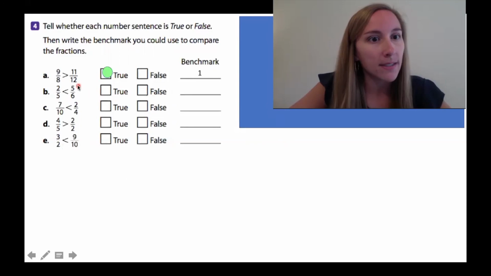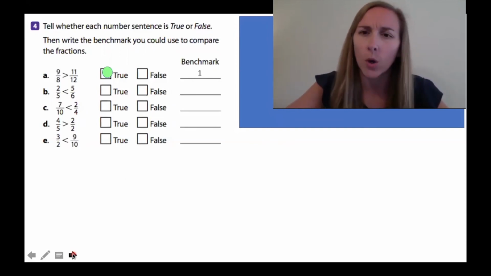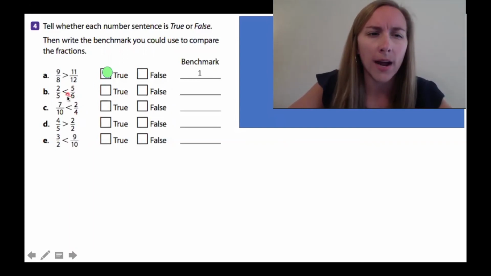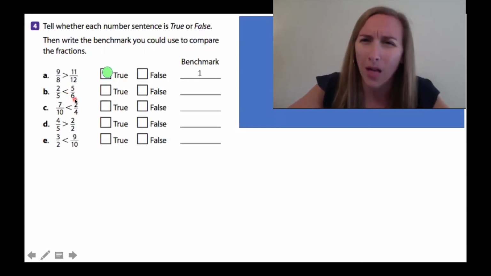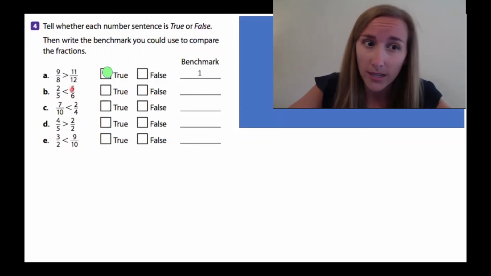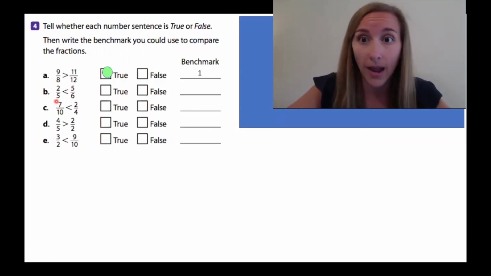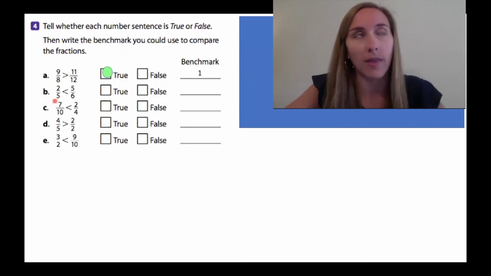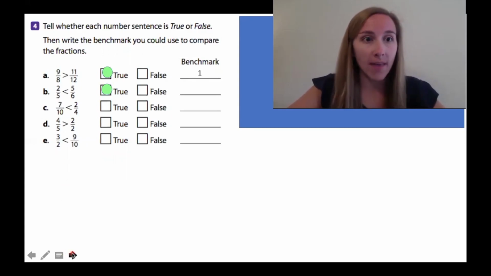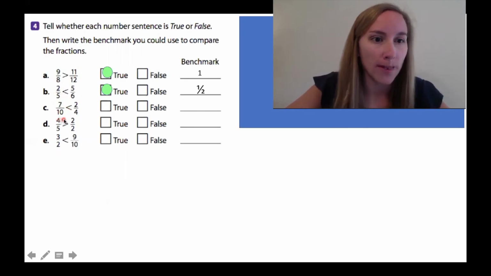All right, 2/5 and 5/6. Now I can't use the benchmark fraction of 1 whole because they're both less than 1 whole, so I have to think about 1/2. Now, if I think about 5/6, well, what over 6 would equal 1/2? What's half of 6? 3, right? So 3/6 would be 1/2. So this has to be greater than 1/2. And 2/5, well, that has to be less than 1/2. And really thinking about half of 5 is a little tricky, but I bet you can do it. So using that benchmark of 1/2, I know that 5/6 is greater because it's greater than 1/2, and this is less than 1/2.